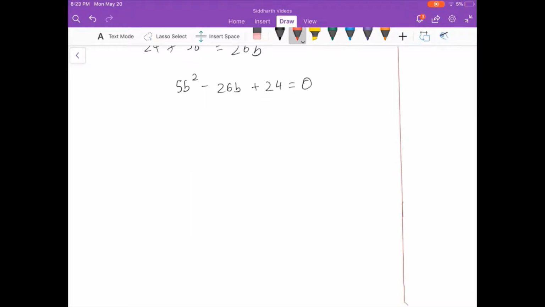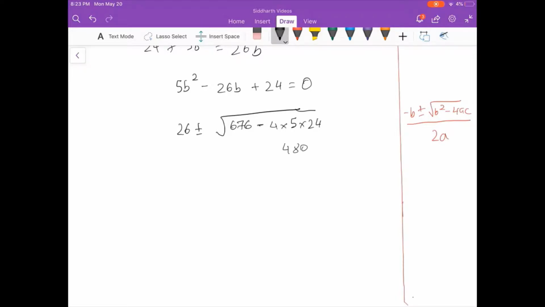To solve this quadratic equation, we use the formula minus b plus or minus square root of b squared minus 4ac, divided by 2a. Using this formula, we get 26 plus or minus square root of 26 squared, which is 676, minus 4 into a, which is 5, into c, which is 24.